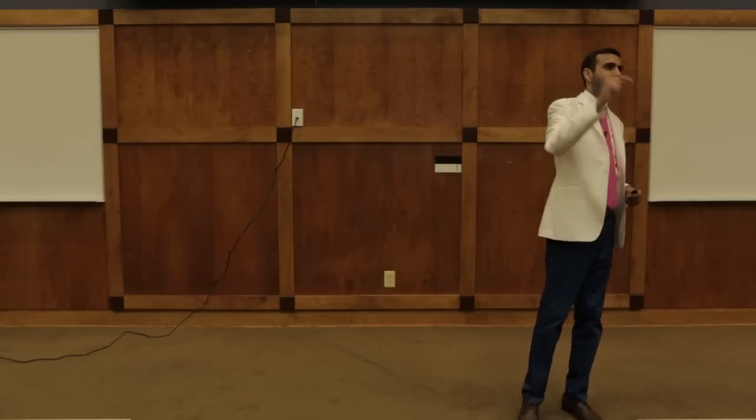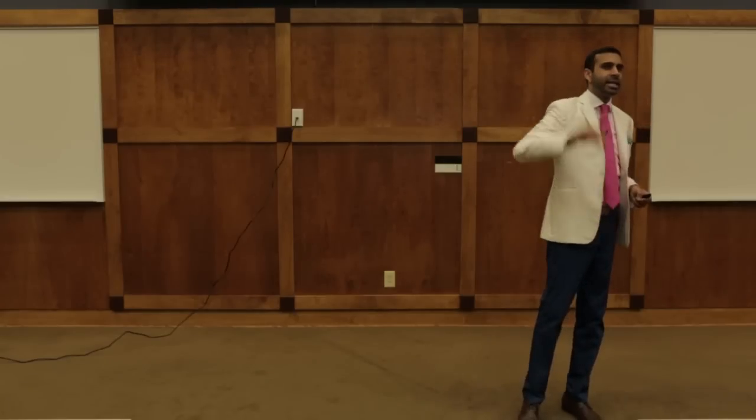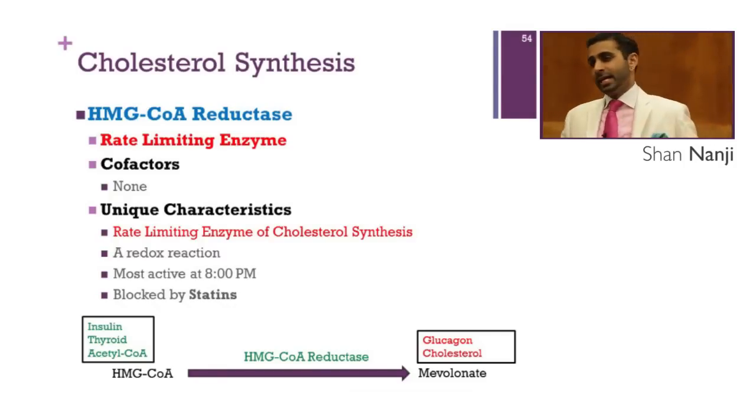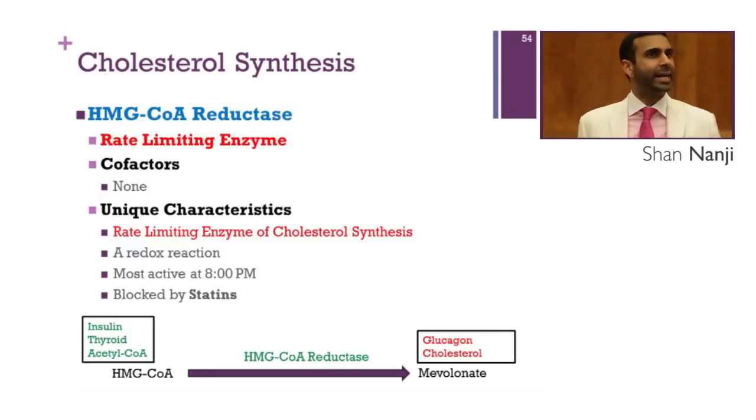Heart attacks are due to atherosclerosis, and heart attacks are a leading cause of death in America. So we can literally say that it is this enzyme that directly contributes more to death than any other enzyme in our body. So HMG-CoA reductase is the rate-limiting enzyme of cholesterol synthesis. It's a redox reaction. This enzyme is most active at 8 o'clock and is blocked by statins.